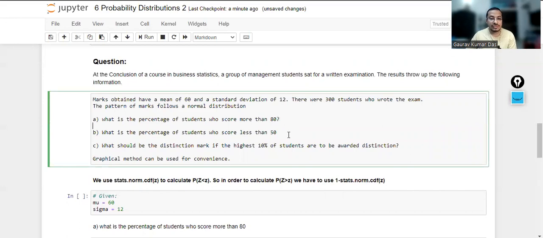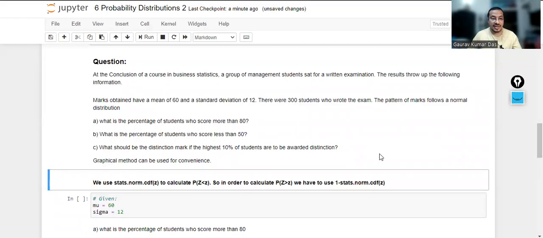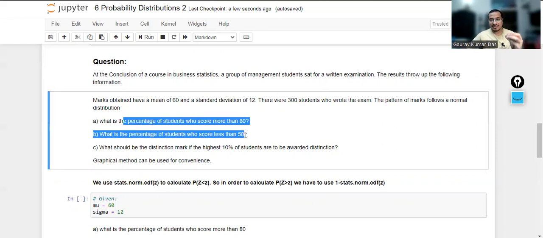What is the percentage of students who scored less than 50? And what should be the distinction mark if the highest 10% of the students are to be awarded distinction? Graphical method can be used for convenience. Okay, no problem. Now, if you look at this question, the first two questions are asking for nothing but probabilities. Percentage is nothing but probabilities.